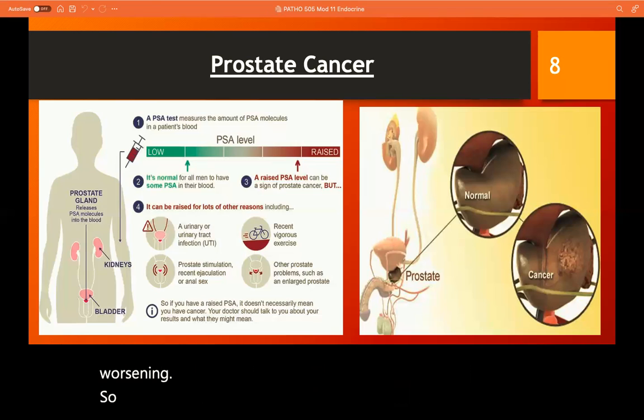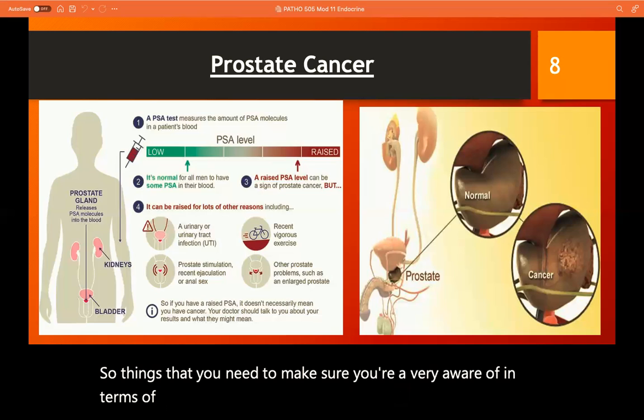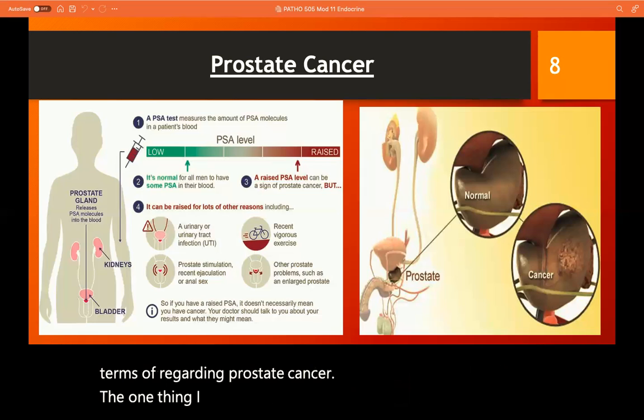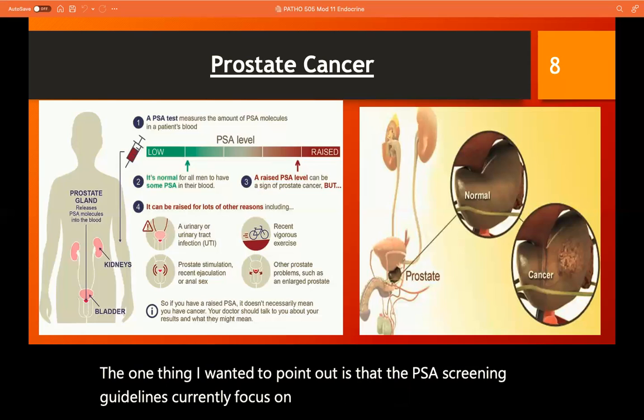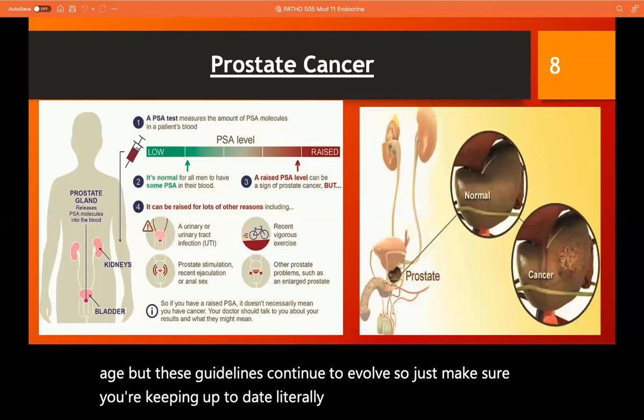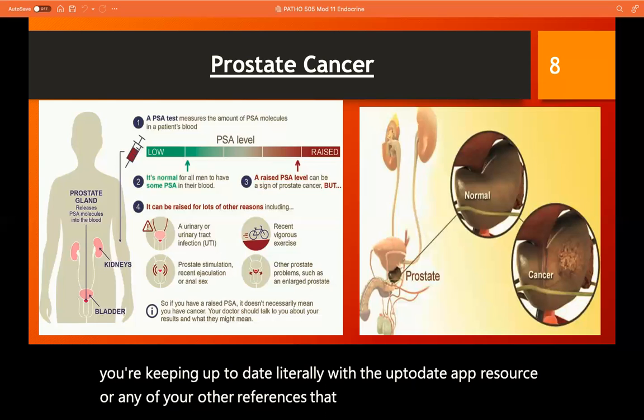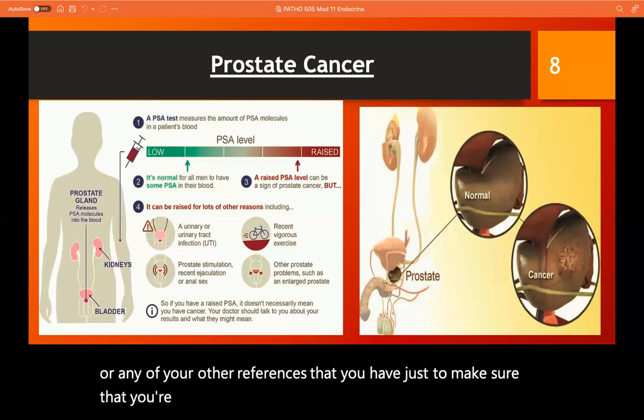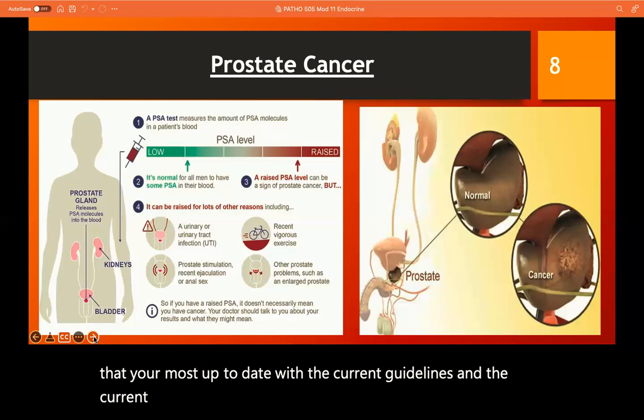So things that you need to make sure you're very aware of regarding prostate cancer. The one thing I wanted to point out is that the PSA screening guidelines currently focus on men aged between 50 to 69 years of age, but these guidelines continue to evolve. So just make sure you're keeping up to date, literally with the UpToDate app resource or any of your other references, just to make sure that you're most up to date with the current guidelines and the current standards of evidence-based practice.